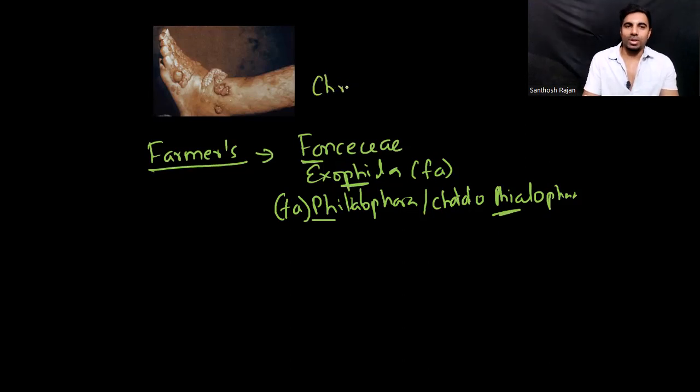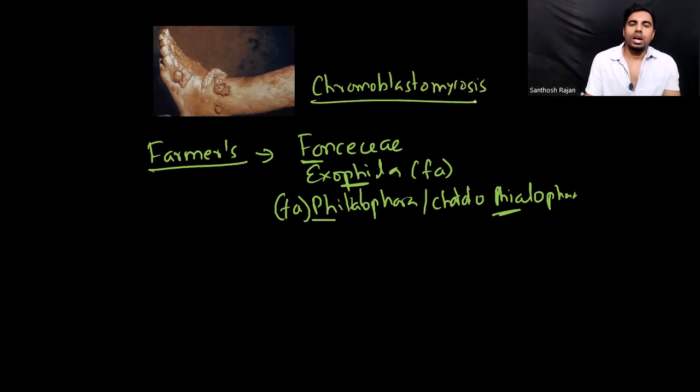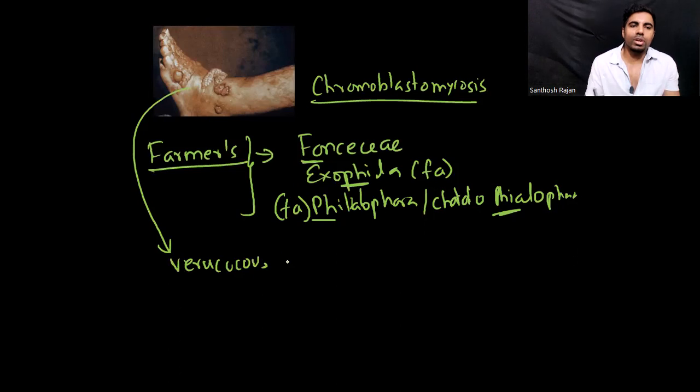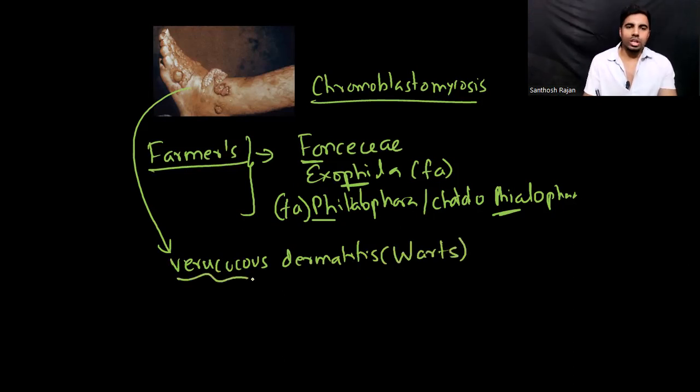It comes to chromoblastomycosis. And when you say farmer, even sporotrichosis, so a gardener is also a farmer. So these are all farmer diseases. Okay, so don't make a mistake. The lesion is a verrucous dermatitis, or wart-like lesion, whatever, all are the same.